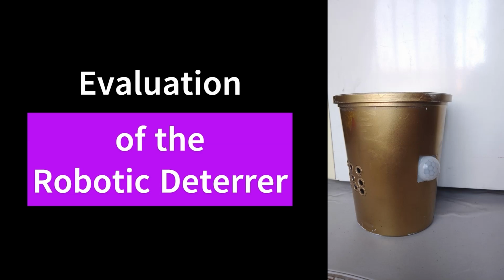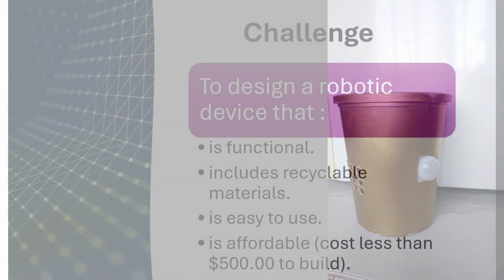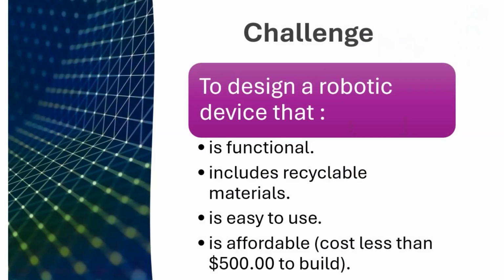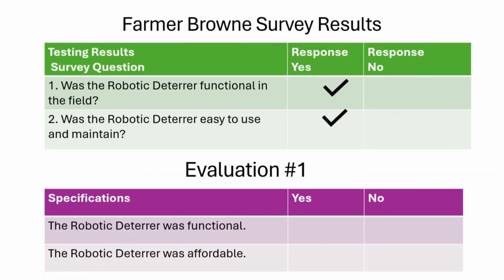But before we do so, let's recap the challenge and its specifications. The challenge is to design a robotic device that is functional, is easy to use, includes recyclable materials, and is affordable, costs less than $500 to build. This is Farmer Browne's survey results.